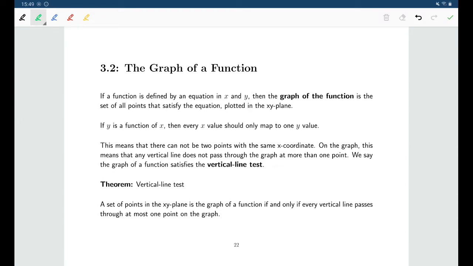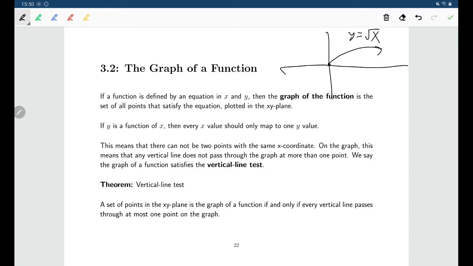So if you have a set of points in the xy plane, it's the graph of a function if and only if every vertical line passes through at most one point on the graph. It could pass through nothing, and there's reasons for that as well. So for example, you could have something where the domain is just the values of x that are 0 and larger. So for example, something like our friend y equals square root of x. That would be a function because vertical lines pass through the graph of that equation in exactly one point.